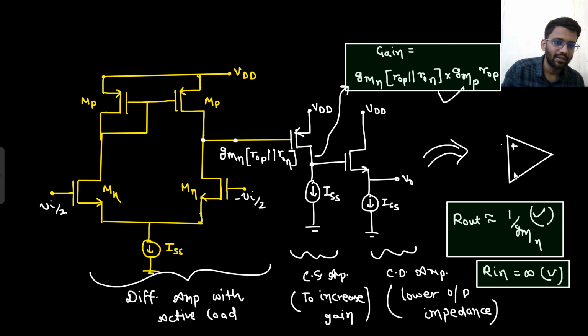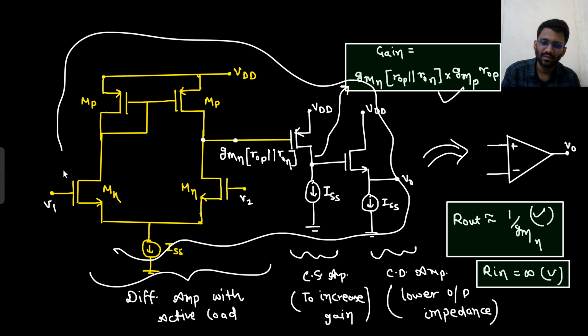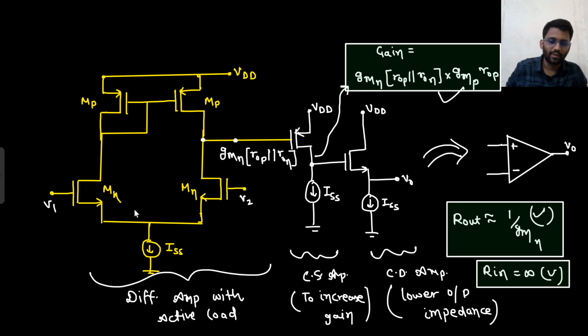Now my question will be, let's remove this. Let's call this one V1, this one V2. Which one will be V1, which one will be V2? And here you are having this final output. So you have replaced this complete circuit with one box only. So which one will be V1, which one will be V2? This is my question. Think about it and then let me know the answer.